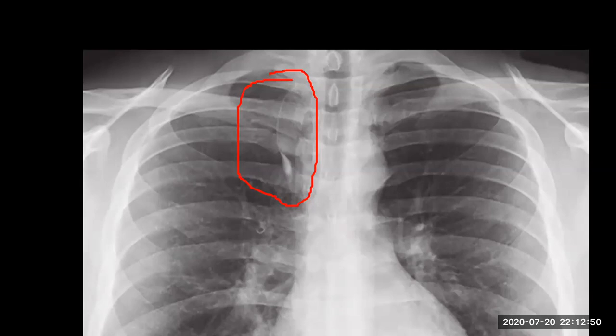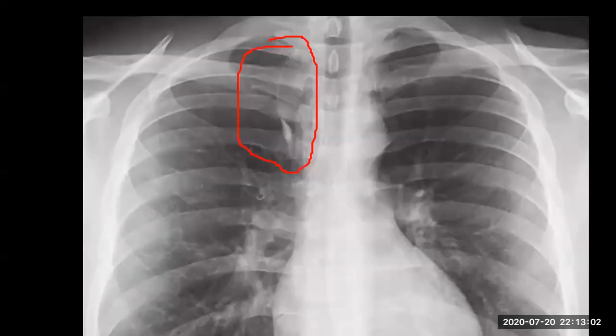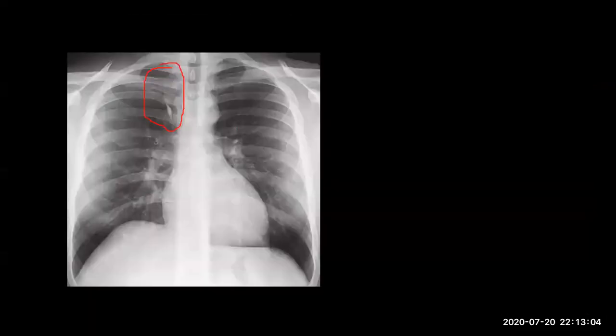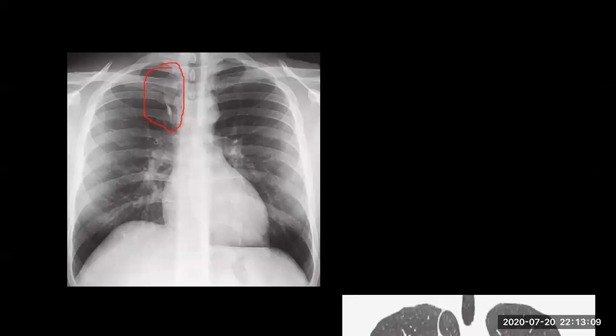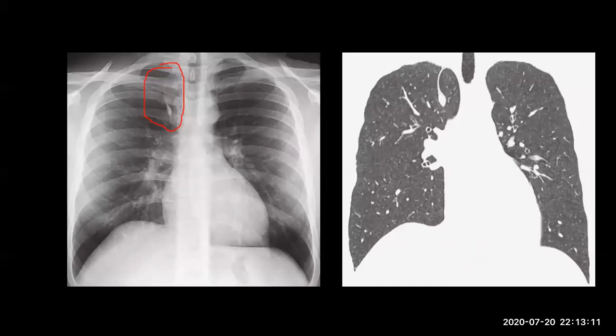Percentage of azygous fissure, how much? You know? 0.5%. This is what we see on the CT scan. This is the fissure here, and this is the vein.